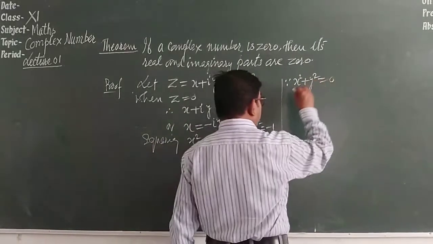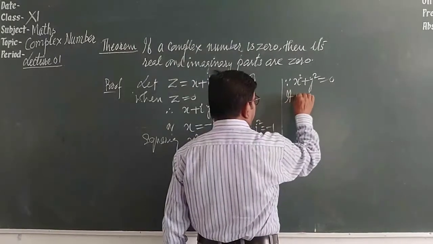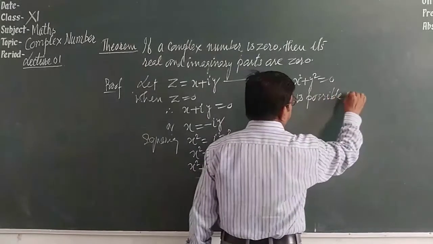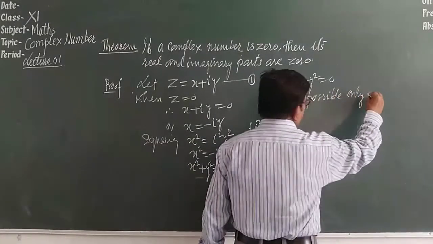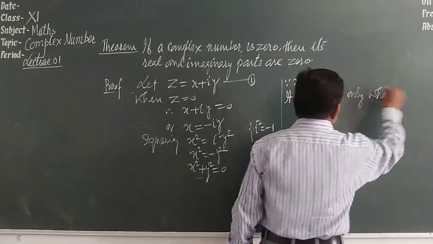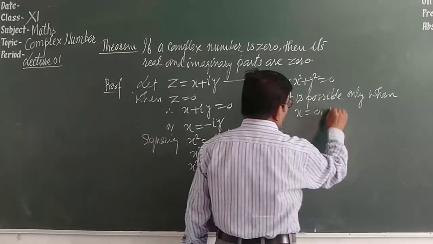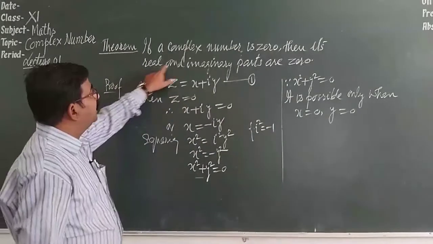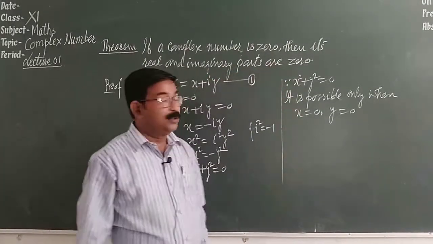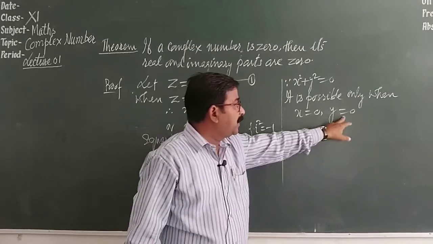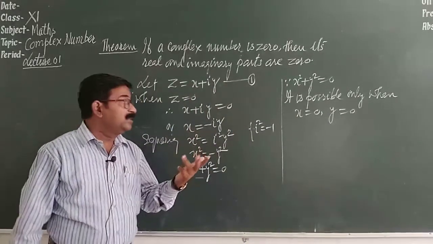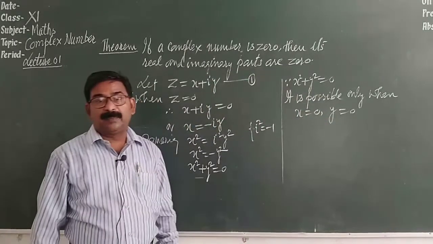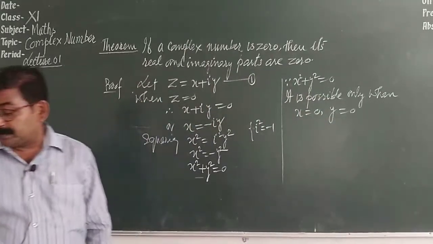So it is possible only when x is equal to 0, y is equal to 0. So what I had to prove? Real and imaginary parts are 0. Real part is x, imaginary part is y. So sum of these two, x square plus y square is equal to 0. So real and imaginary parts are 0. Got it?